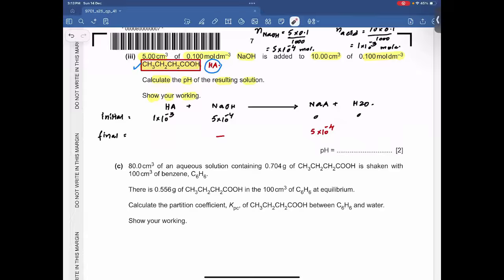Okay. The initial amount of acid is 1.0 into 10 to the power minus 3. Since it has a 1:1 ratio, if this much amount of NaOH is consumed during the reaction, the same amount of acid is also consumed due to the 1:1 ratio. So I need to subtract 5 into 10 to the power minus 4 moles from the initial moles of acid. So I'm going to get what? Sorry, 5 into 10 to the power minus 4 moles. Okay.